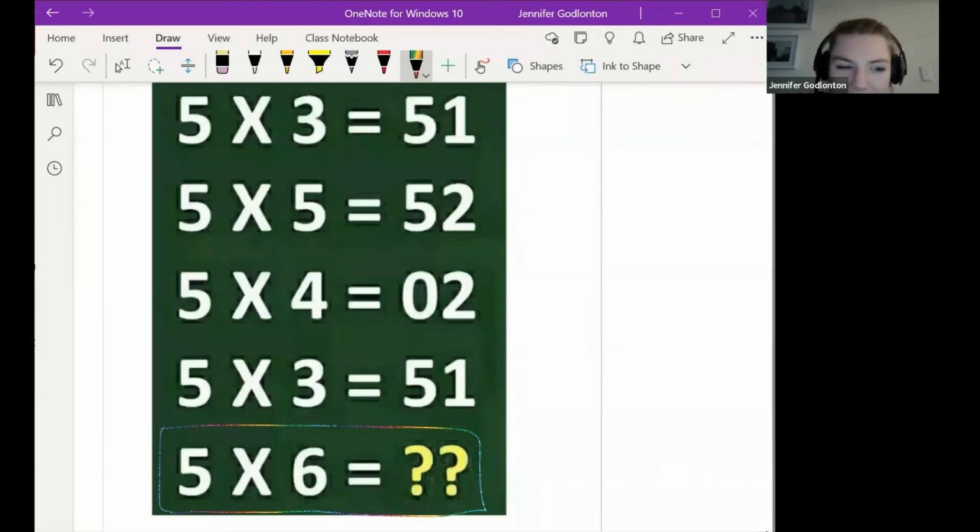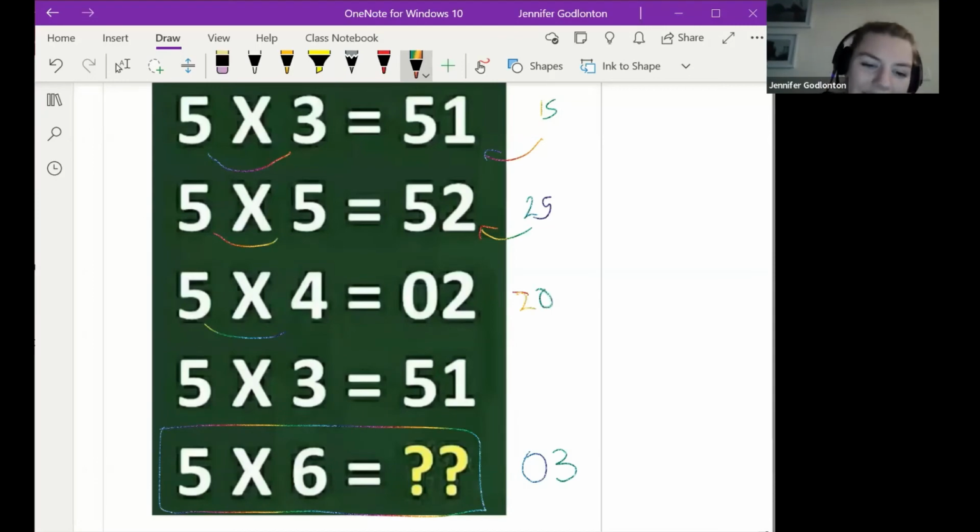I can't give you riddles anymore because you've heard all my riddles on TikTok. It's just backwards. So our answer would be 0, 3. Oh, it's too obvious. I really thought it would get some people. 5 times 3 is 15, and so written the other way around is 51. 5 times 5 is 25, and so written the other way is 52. 4 times 5 is 20. I'm sure you're seeing it now. 5 times 6 is 30, so written backwards would be 0, 3. I made it too easy.